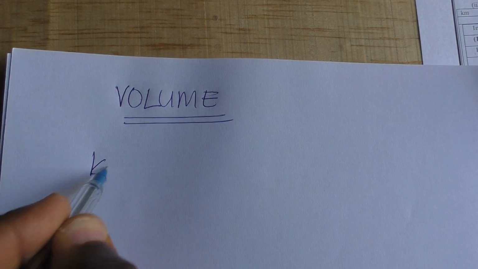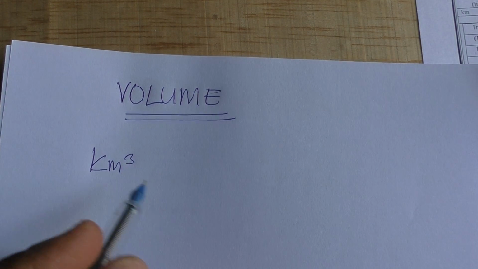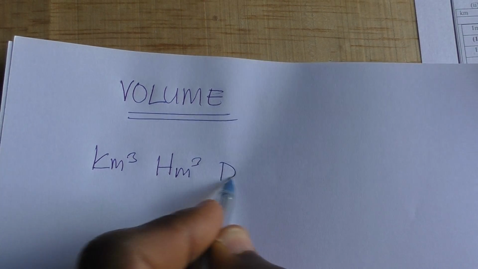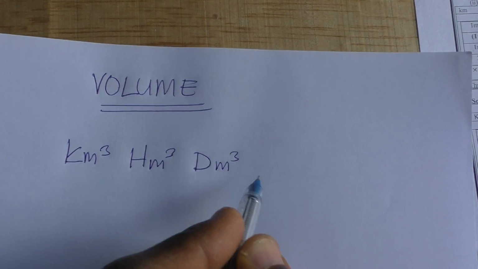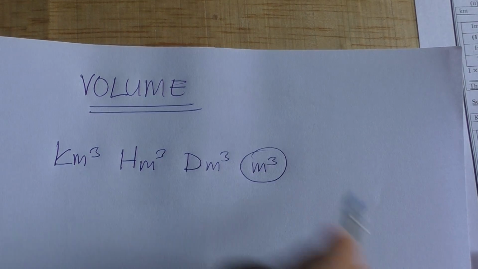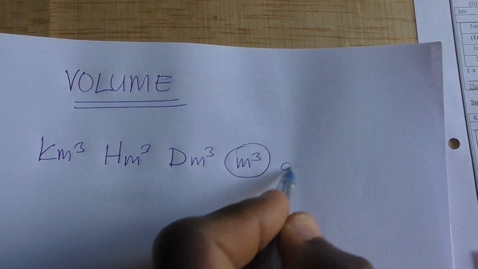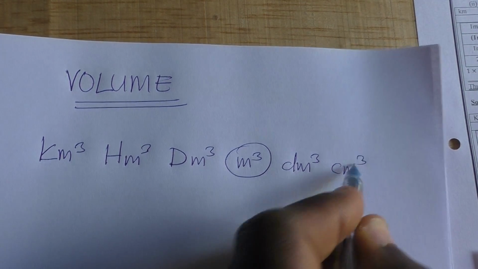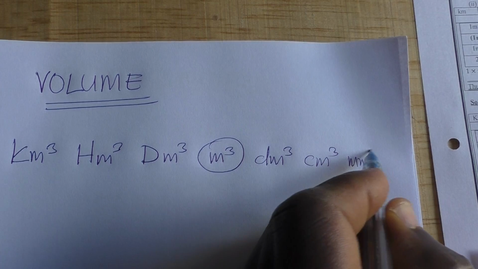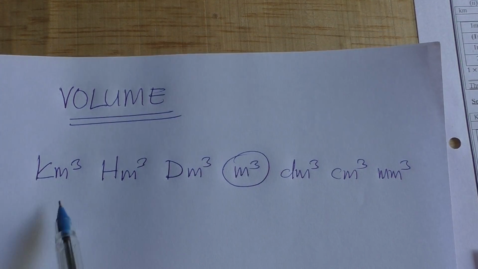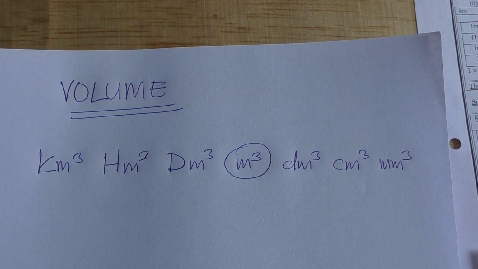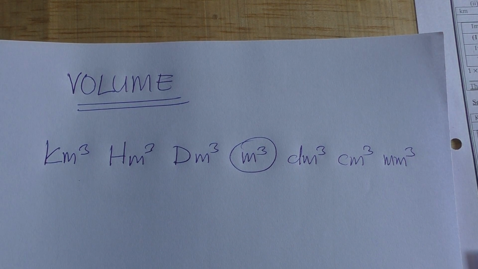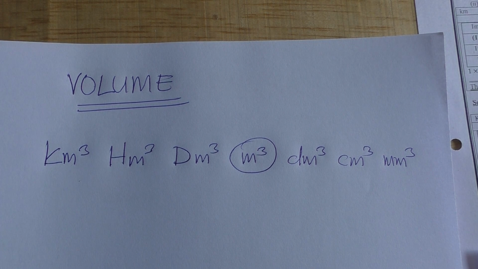We have kilometer cubed, hectometer cubed, decameter cubed, the meter cubed, which is the SI unit, the decimeter cubed, centimeter cubed, millimeter cubed. These are all units of volume. We also have the liters, the milliliters, and so on.